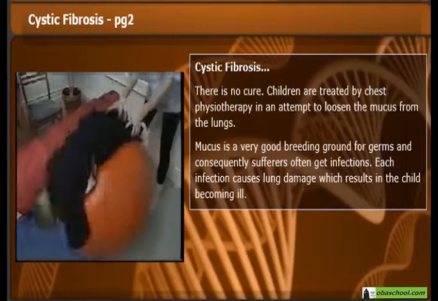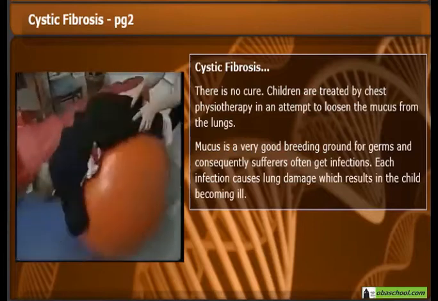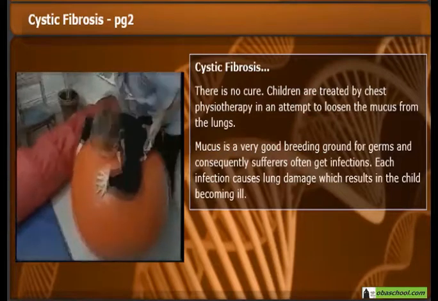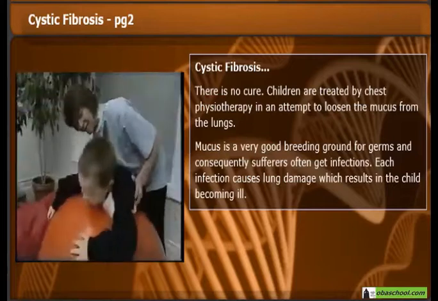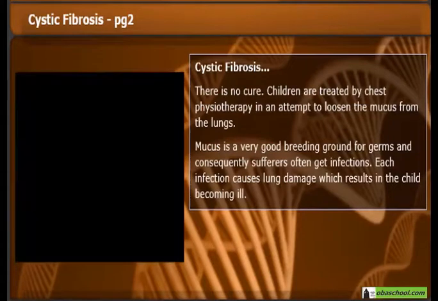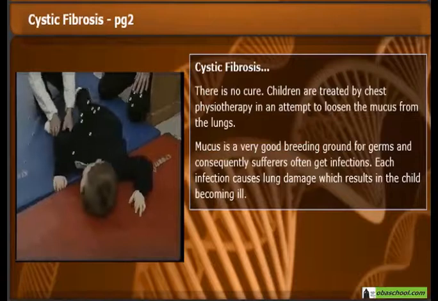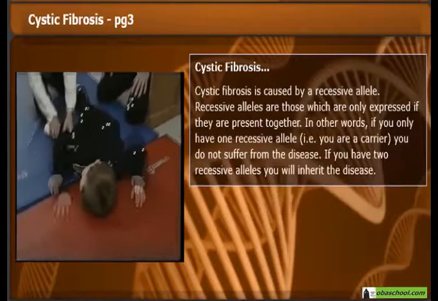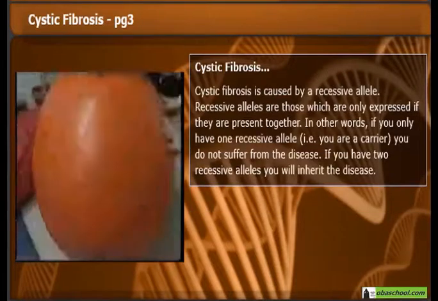Mucus is a very good breeding ground for germs, and consequently sufferers often get infections. Each infection causes lung damage, which results in the child becoming ill. Cystic fibrosis is caused by a recessive allele.